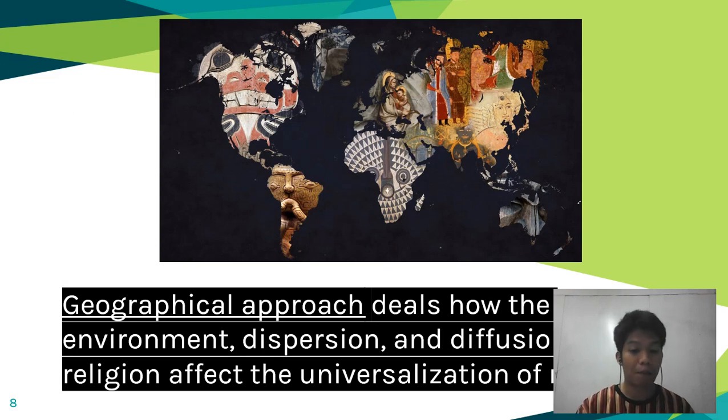Next is the geographical approach. It deals with how the environment, dispersion, and diffusion of a religion affect the universalization of religions. Geography is the study of places and their relationship with the people who live in a particular place. So geography can influence the origin and development of a religion. It is a big factor in how religions spread around the world.